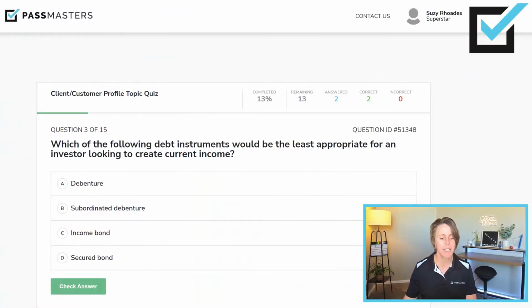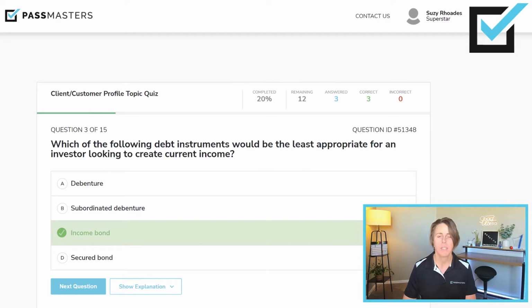So which one is the least appropriate, the worst for someone looking for income? The income bond. It's really a weird thing, but an income bond is a bond that is issued when an issuer is having financial difficulty. So they're only going to pay that interest income if they can afford to pay it. So an income bond is the worst type of bond for someone looking for income. It's funny, makes me laugh every time.